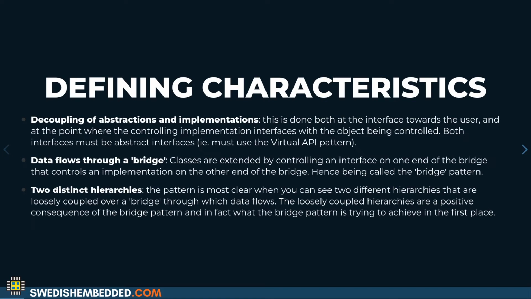What are the defining characteristics of this pattern? This pattern is basically structured as a way of decoupling abstractions and implementations. So we have one abstraction on one side of the bridge, another abstraction on the other side of the bridge, and then the bridge is kind of joining those two together so that we can control the objects on the other side of the bridge through abstractions that we have on our local side of the bridge.